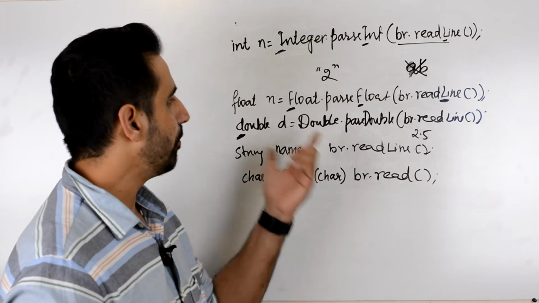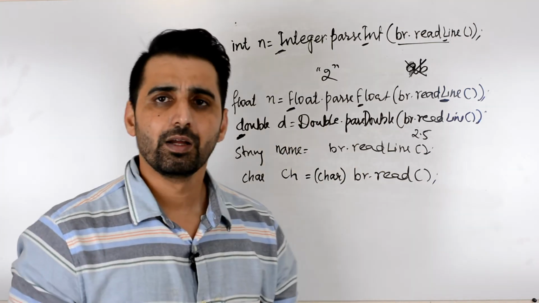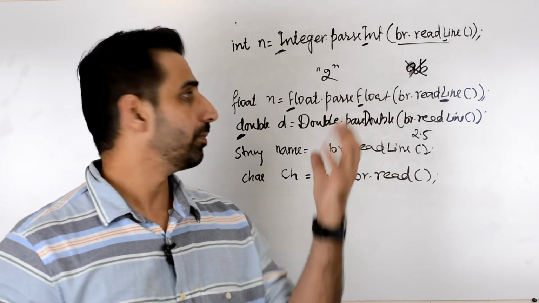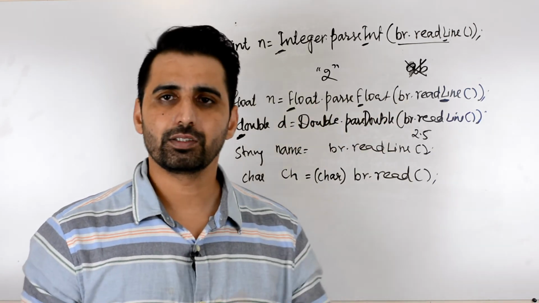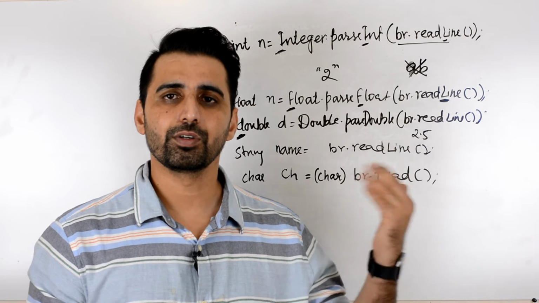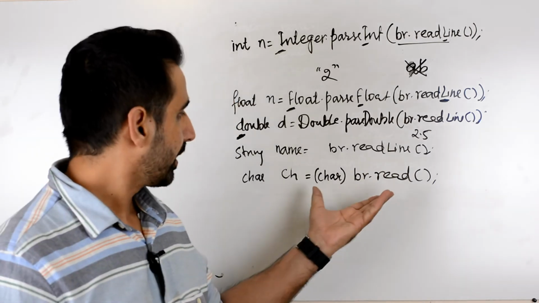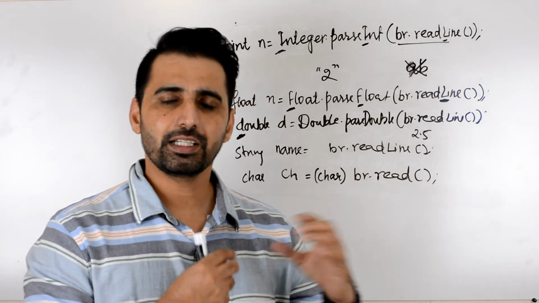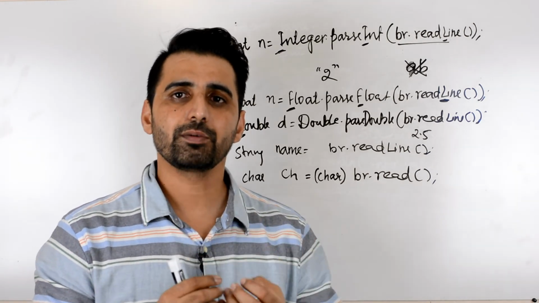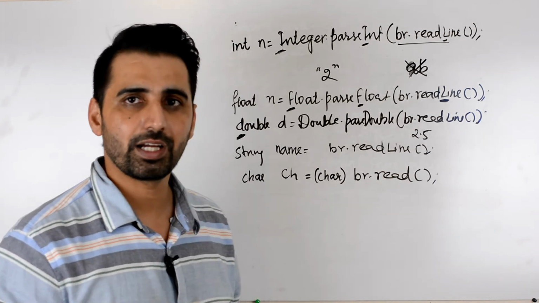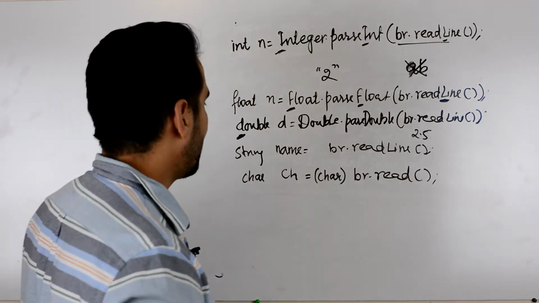If you see, why haven't we written Char.parseChar? Because if we have to convert a string into a number, then we have to write .parse, like string to integer, string to float, string to double. But if we are converting it only to a character, because string and character are related, a group of characters will form a string. That's why we have written br.read and we'll convert that to a character. Now let's do an example for this.